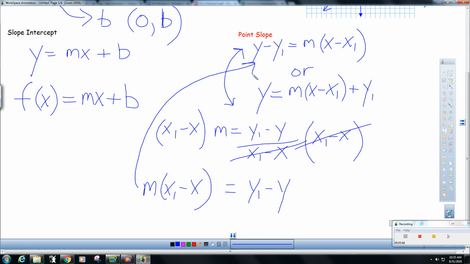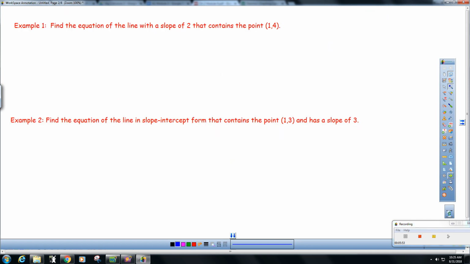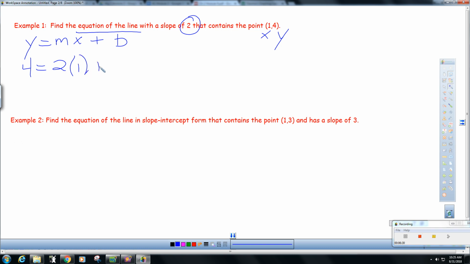So, some examples. Let's find the equation of a line with a slope of 2 that contains the point 1, 4. Okay. So, it doesn't tell us how to write the equation of a line, so let's just go for y equals mx plus b. Now, we know the m, but I wish we knew the b. Well, we also know an x and a y. So let's just plug everything we know in. 4 equals 2 times 1 plus b.